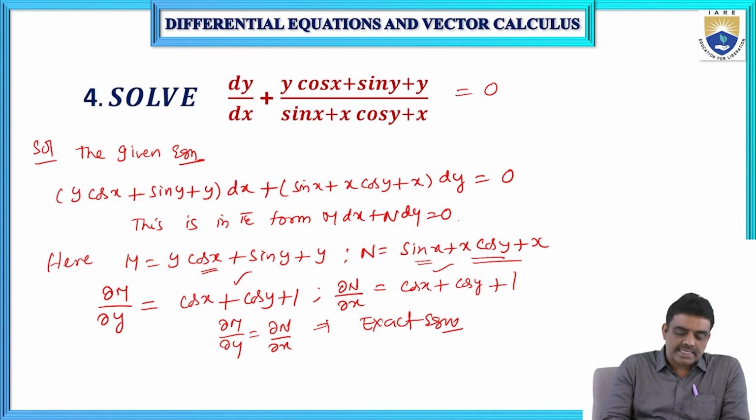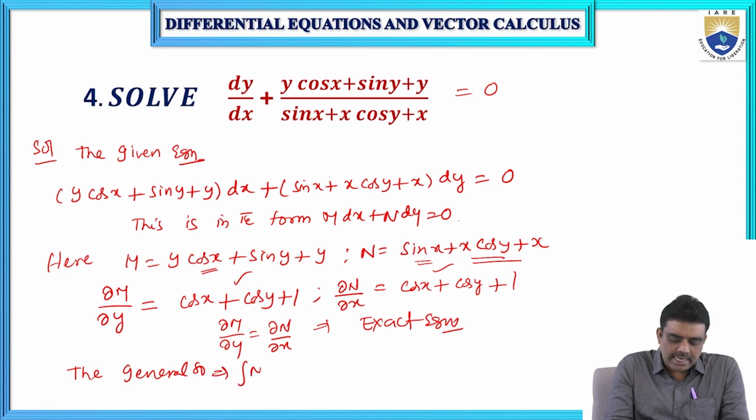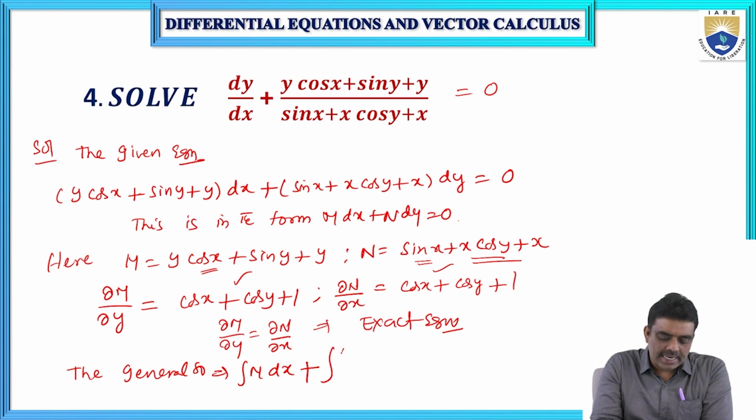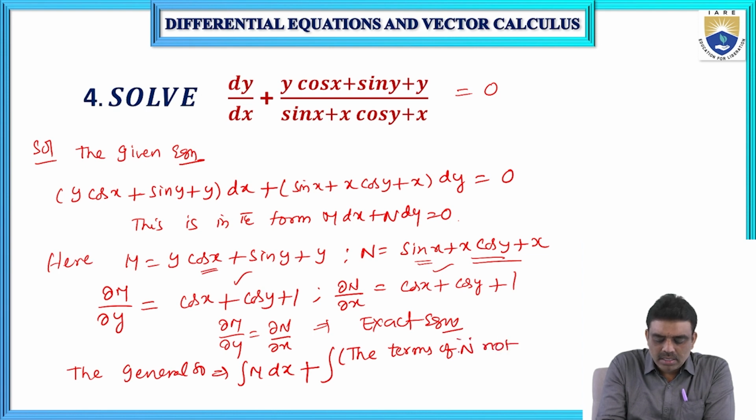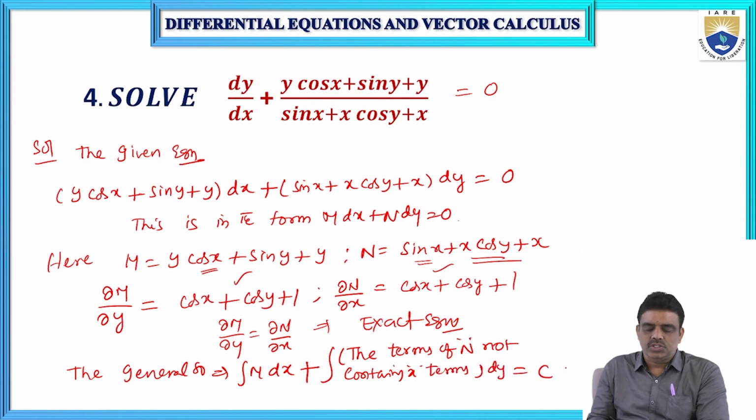When the equation is an exact equation, the general solution is integral M dx, treating y as constant, plus integral of the terms of N not containing x, with respect to dy, is equal to c. That is the solution.